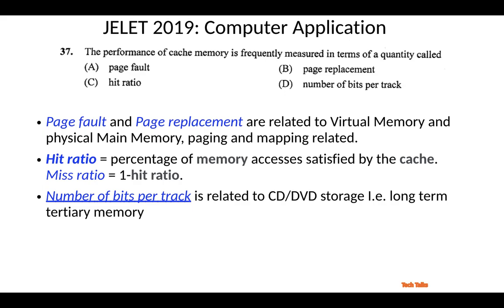So I hope you already got the answer. Basically only the hit ratio is related to the cache memory, and the question is asked in terms of the performance of cache memory, and here it is the cache hit ratio. So hit ratio is the answer. Okay, moving on to the next question.